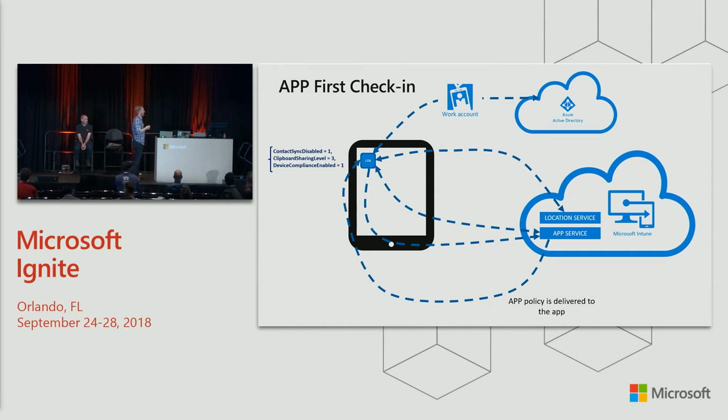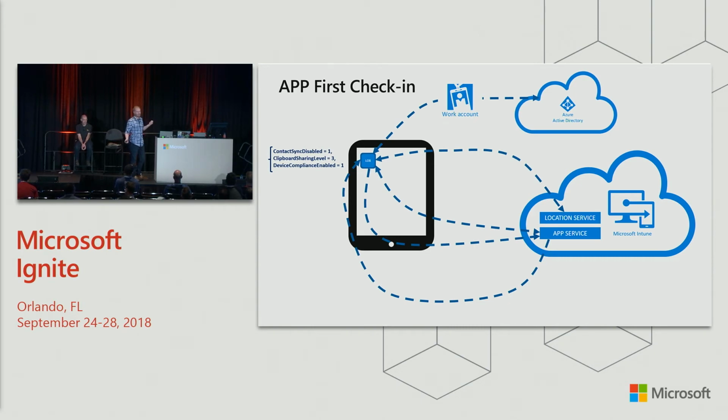I've got contact sync disabled. I've got clipboard sharing level equals 3. And I've got device compliance enabled. Now, Neil's going to show us how we can understand these a little bit easier later in the session. But these 3 settings mean we're going to disable contact sync. We're going to allow any app to be able to share their clipboard. And we're also going to require a non-jailbroken device.